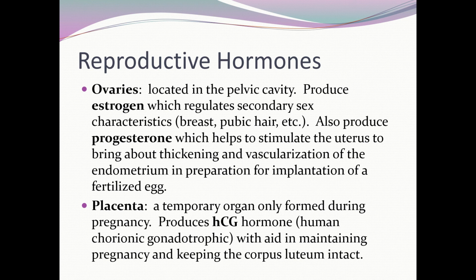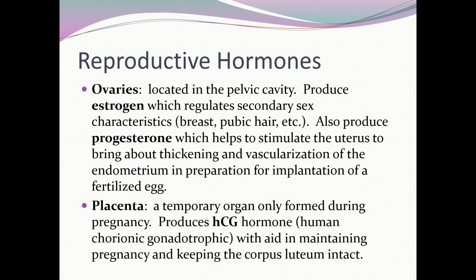Now let's look at reproductive hormones. These include the ovaries, which are located in the pelvic cavity, that produce the estrogen and progesterone. So estrogen will regulate secondary sex characteristics such as breast development, pubic hair, etc. And progesterone will help stimulate the uterus to bring about thickening and vascularization of the endometrium, which prepares for the implantation of a fertilized egg.